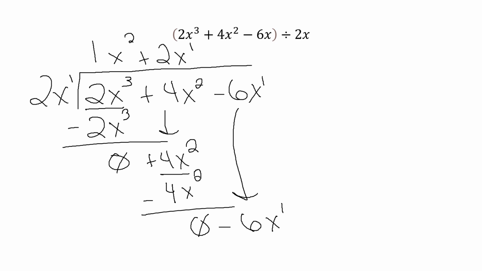Okay? So negative 6x^1 divided by 2x^1. Negative 6 divided by 2 is negative 3. x^1 divided by x^1 is x^0, which is 1, so I don't need to write it. So I've divided up, multiplied down. Negative 3 times 2x is negative 6x. Now I'm going to subtract. Remember, if I subtract a negative, I get a plus, and that gives me 0. So my final answer is x squared, I don't need my understood 1, plus 2x, I don't need my understood 1, minus 3.